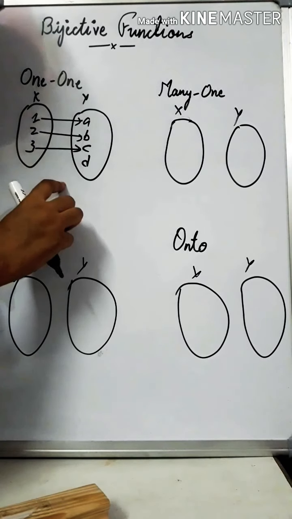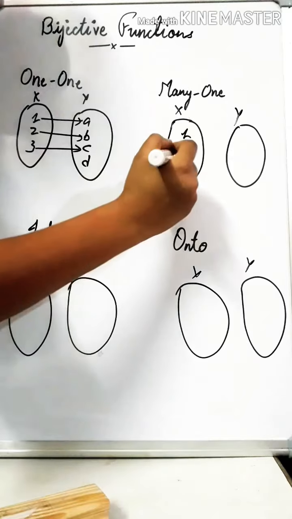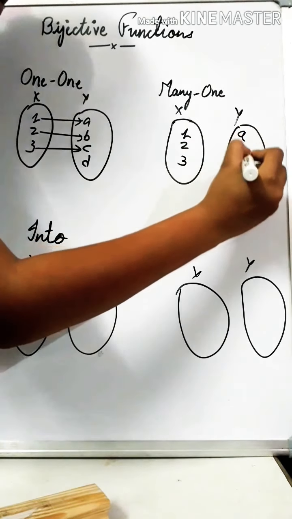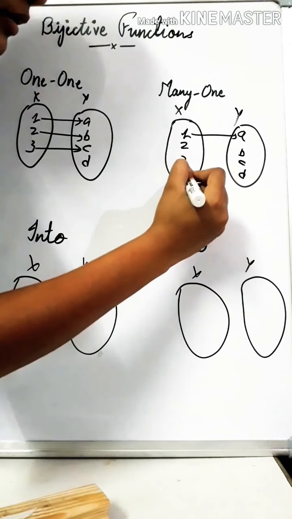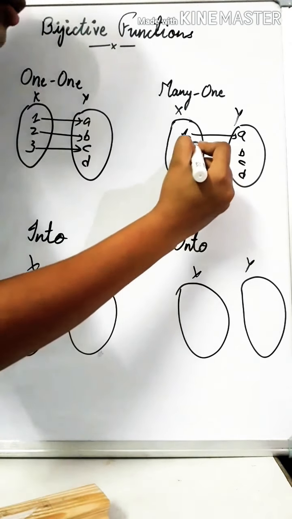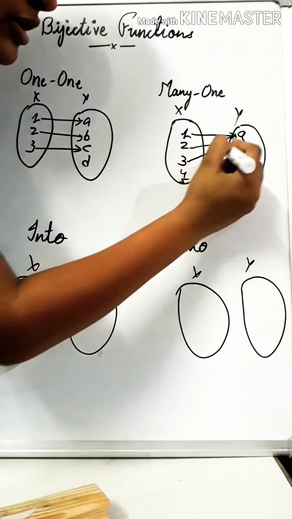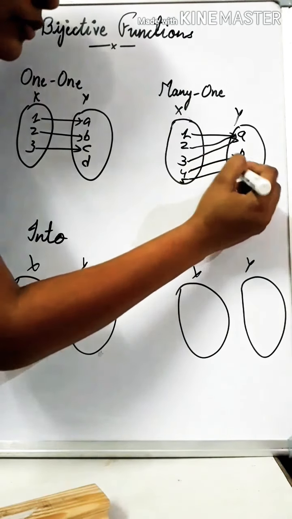And what differs a one-one function from a many-one function is that in a many-one function more than one element is mapped to a single element of the codomain. Suppose 1 is also mapped to A and 2 is also mapped to A, and suppose 3 is also mapped to A. Similarly 4 is mapped to this and 5 is mapped to this.